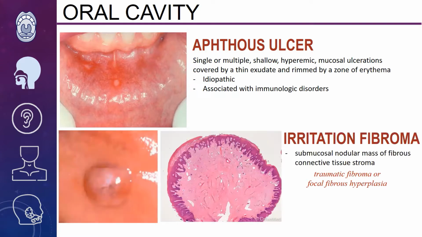Next is irritation fibroma, which is also called traumatic fibroma or focal fibrous hyperplasia. It is a submucosal nodular mass of fibrous connective tissue that occurs primarily on the buccal mucosa along the bite line or the gingiva. It is thought to be a reactive process induced by repetitive trauma. Treatment is complete surgical excision.